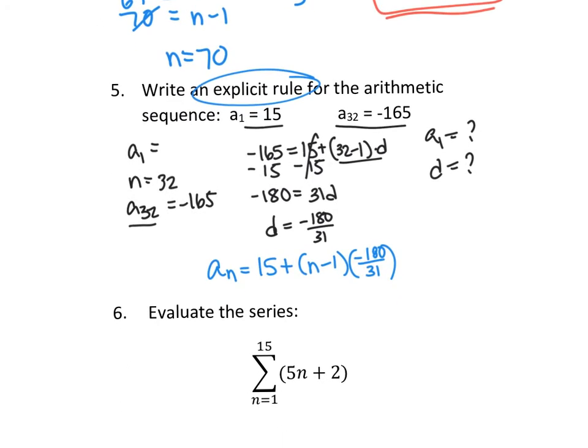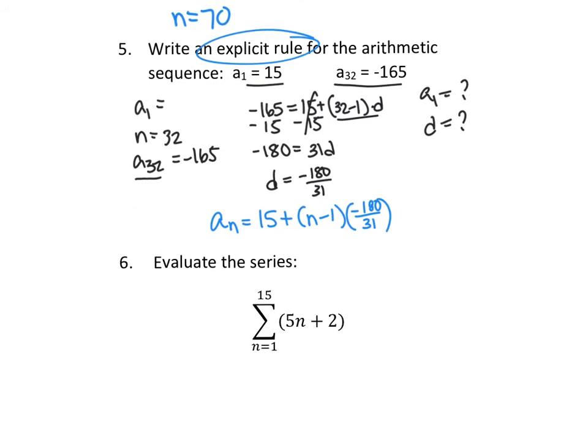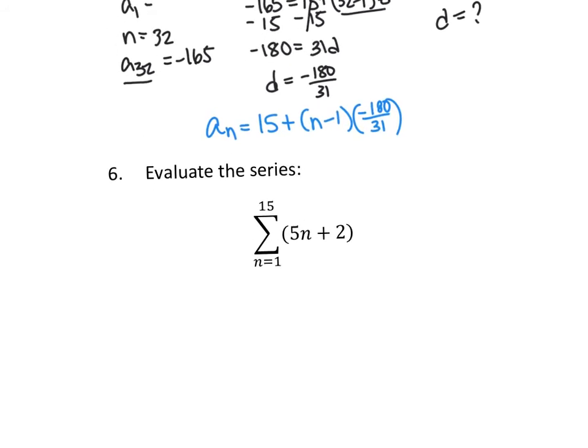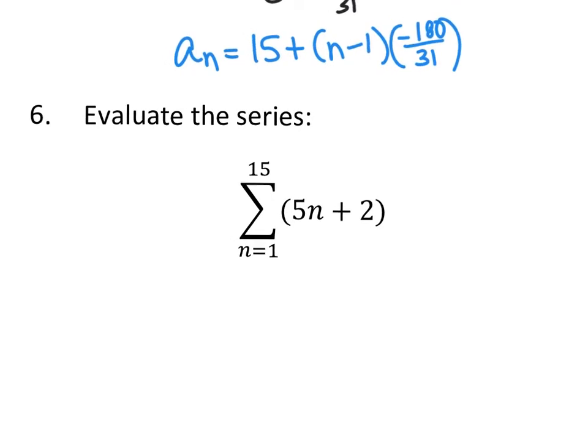Okay, then number 6, evaluate the series. So you can check whether it's arithmetic or geometric just by generating the first few terms. I can tell that it's arithmetic because it doesn't have an exponent. So the first term, plug in 1, is 7. The next term, plug in 2, is going to be 12. The next term, plug in 3, is going to be 5 times 3 plus 2, is 17, etc. All the way up to the 15th term.